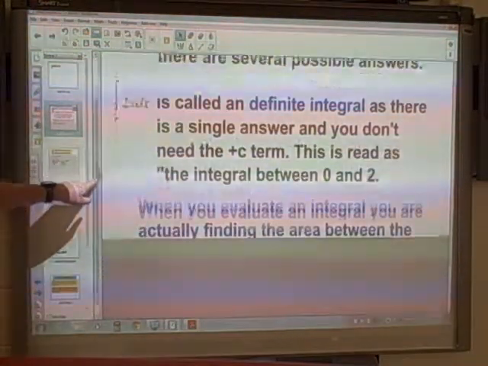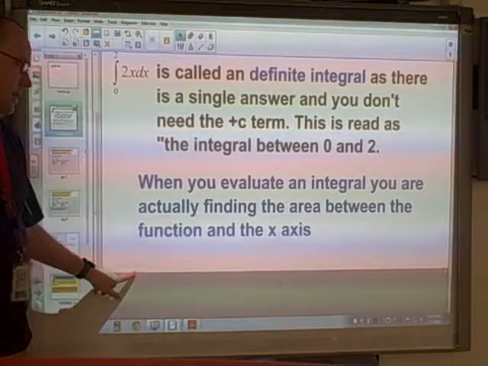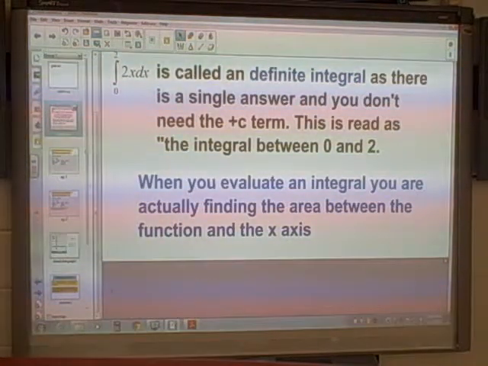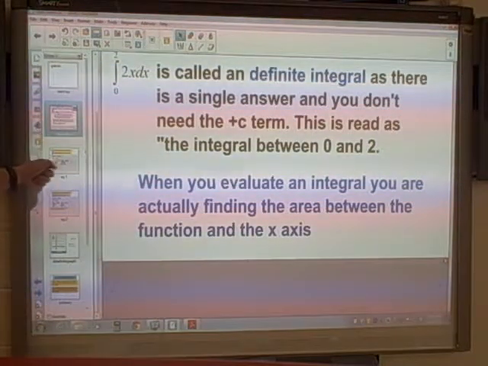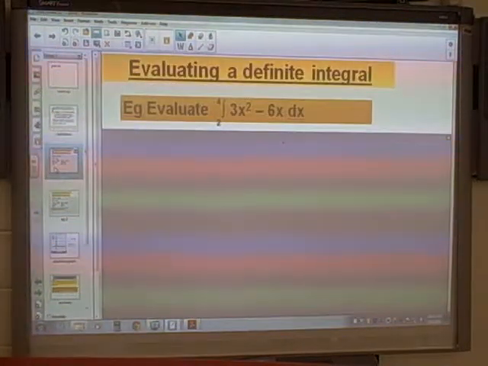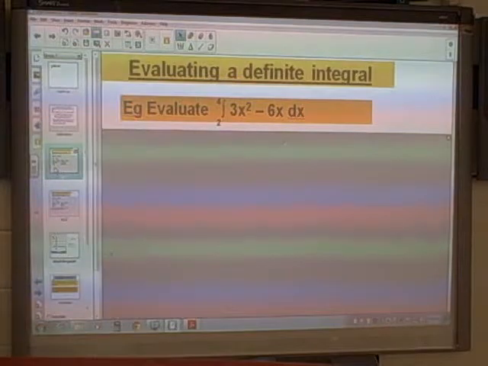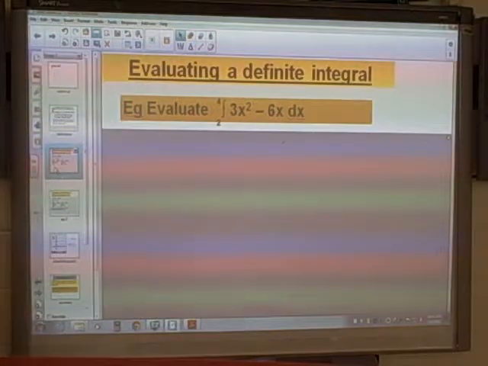Now, what we're actually doing when we're working out a definite integral is finding the area between the function and the x-axis. So there is a practical application of why we're doing this. Now, if we go ahead and try this question, the integral of 3x squared minus 6x, we're going to integrate this first.